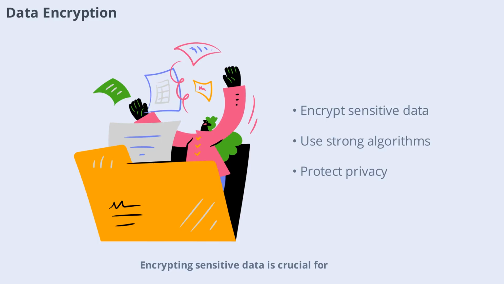Encrypting sensitive data is crucial for protecting user privacy and preventing unauthorized access. Whether data is at rest or in transit, strong encryption algorithms should be used to safeguard information. In Android development, you can leverage built-in libraries and APIs to implement encryption without reinventing the wheel. Let's look at how to apply encryption effectively in your app.